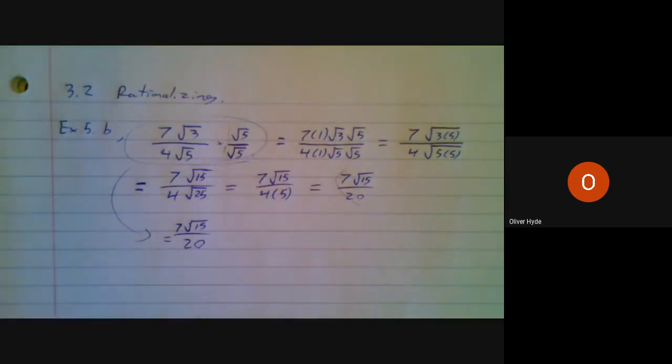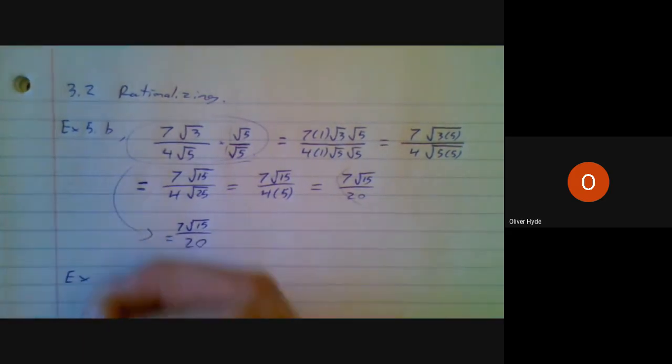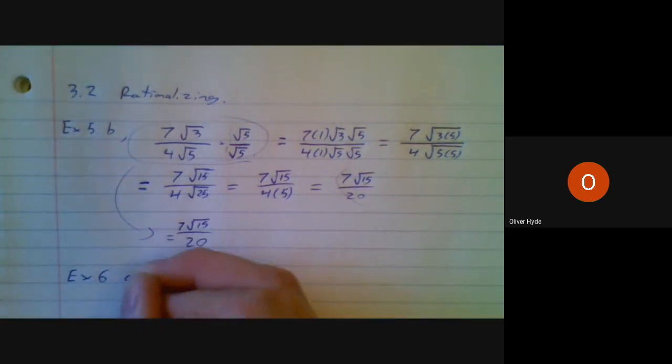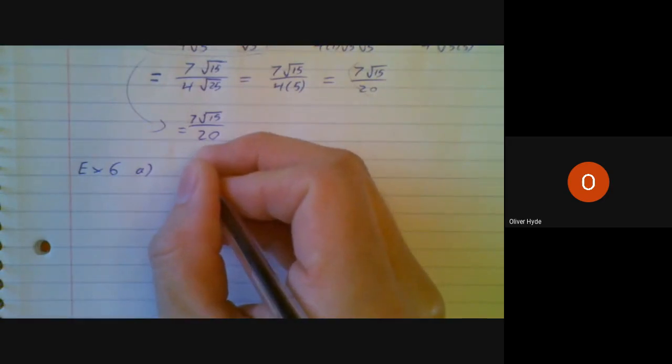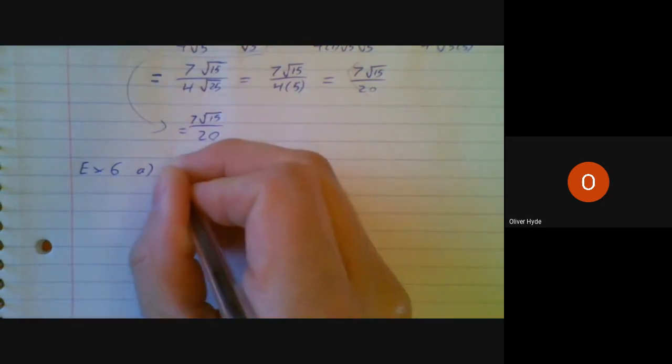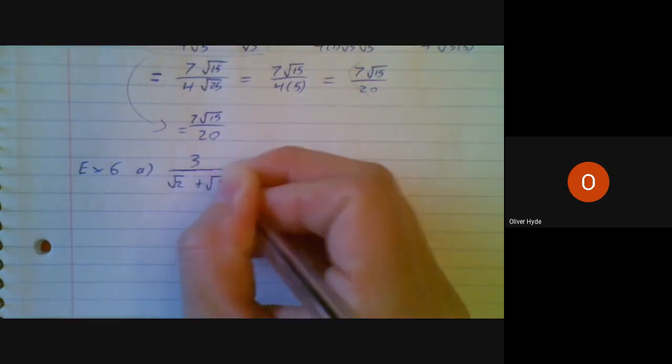Rationalizing binomial type denominators. Let's go to example 6, and we might go through all of them. We'll see how we're doing. I am given the expression 3 over root 2 plus root 5. And maybe I should illustrate some of the things that could go wrong here.